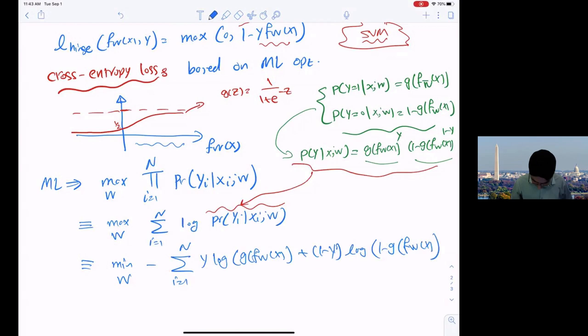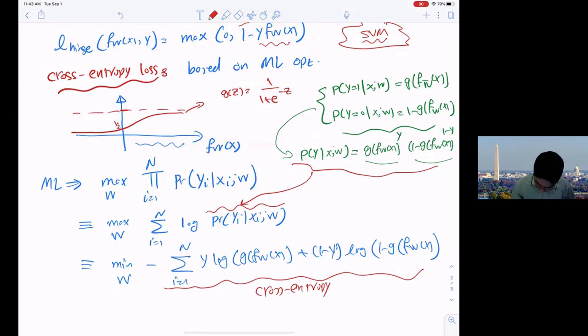Congratulations. This is the cross entropy loss function. Why is it called cross entropy loss? Because it is very similar. If you change these y's to the same probabilities as the arguments of the log, you'll get the Shannon entropy. That's why this is called cross entropy loss function.